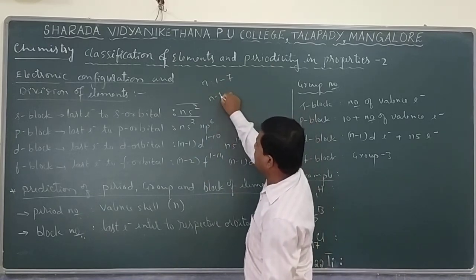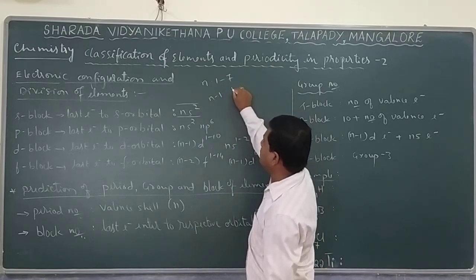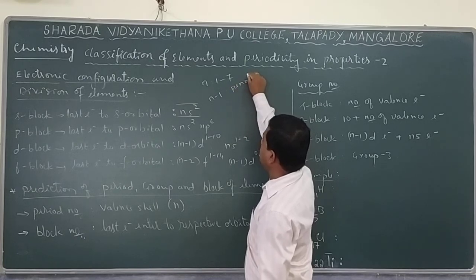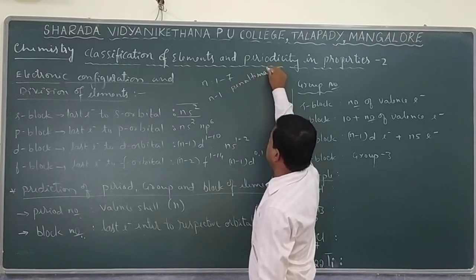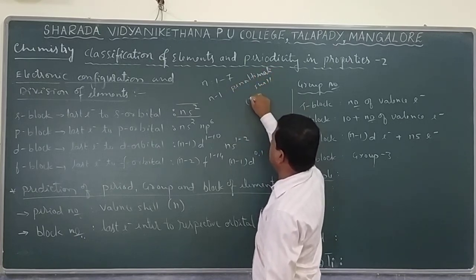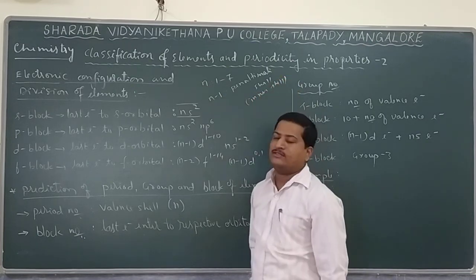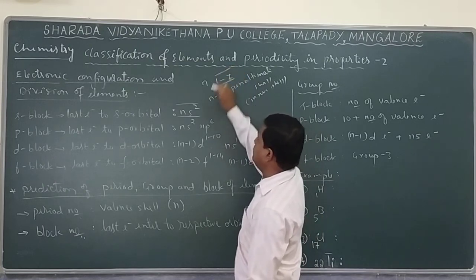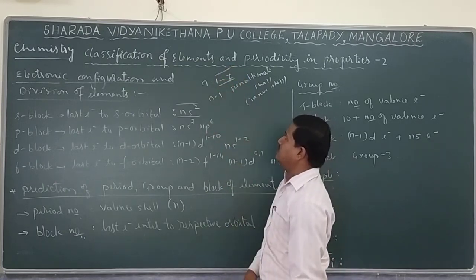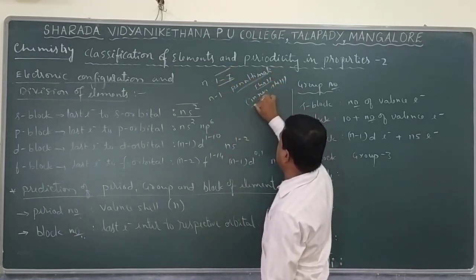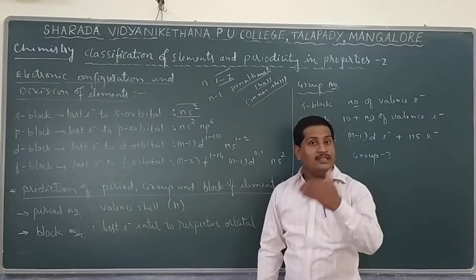These are the general electronic configurations. In that, n minus 1 is nothing but the penultimate shell. Penultimate shell simply means the first inner shell. n is the valence shell, which takes a value from 1 to 7, and n minus 1 is 1 less than that. So that is called the penultimate shell, the inner shell.